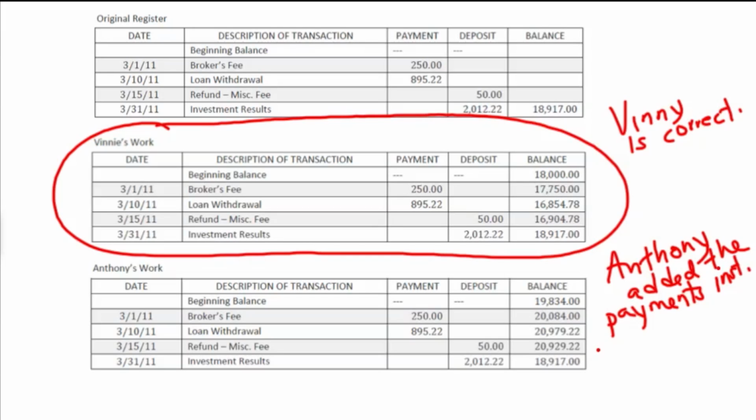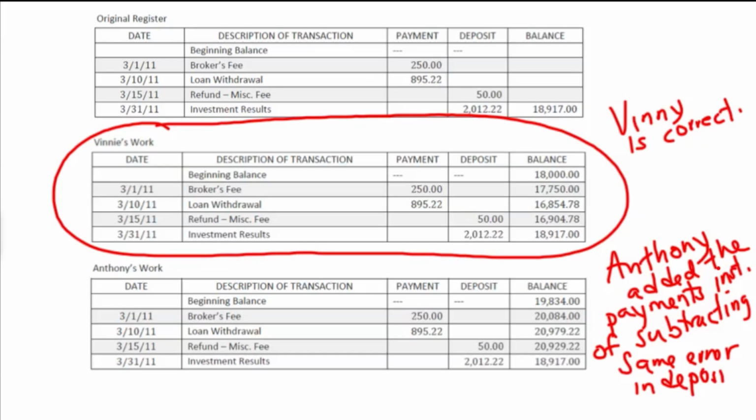And if we looked at his deposits, he actually also did the wrong operation. In the deposits, he actually subtracted. So overall, there was the same error with deposits. Deposits should have been adding, and he subtracted.